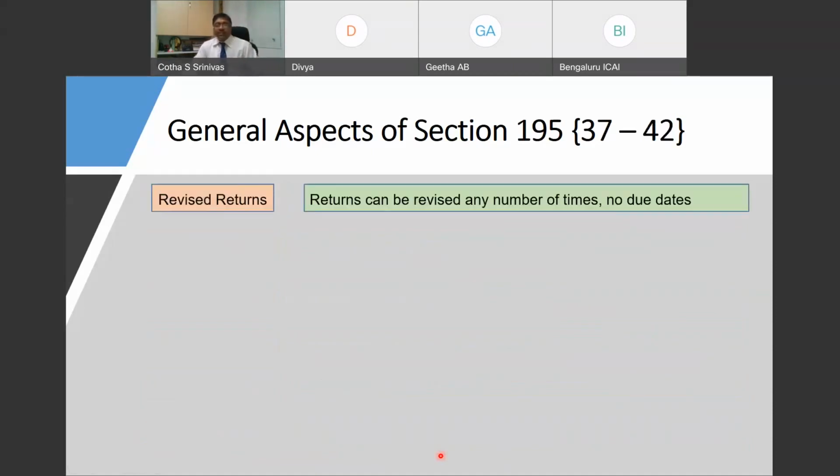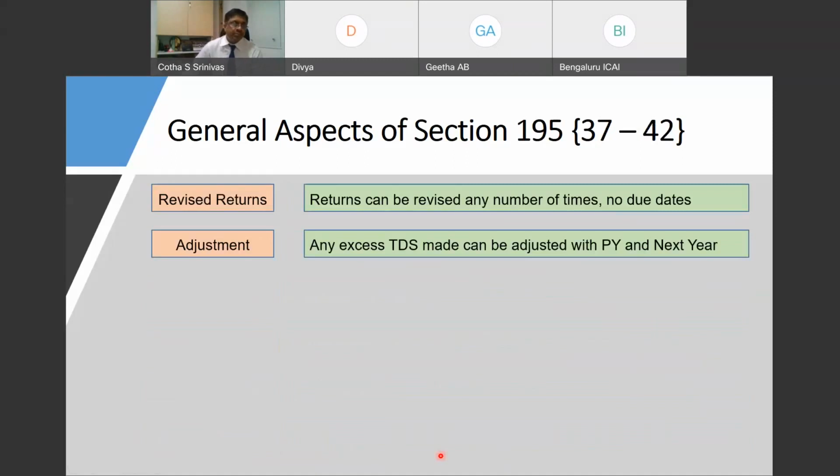Revised return: yes, returns can be revised any number of times, no due dates. Adjustment: any excess TDS made can be adjusted with the previous year and next year.